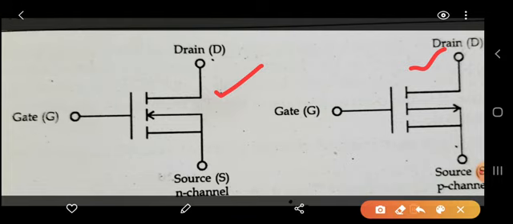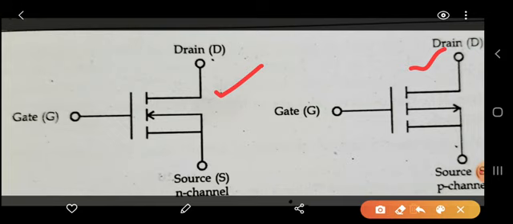Like the power BJT that we have studied, which has terminals called collector, emitter and base, these also have three terminals with different names, that is source, drain and gate. The working procedure is the same as a transistor, but the structure is a little different and the symbol also looks a little different.